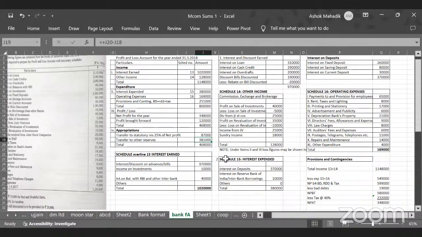It was a lengthy sum. This was just a P&L part. In exams, you may have a complete trial balance sum, which may ask you to make all the schedules from 1 to schedule number 16. So that may be time consuming. So I suggest that you first solve all other chapters, and if time permits, do come to this chapter.